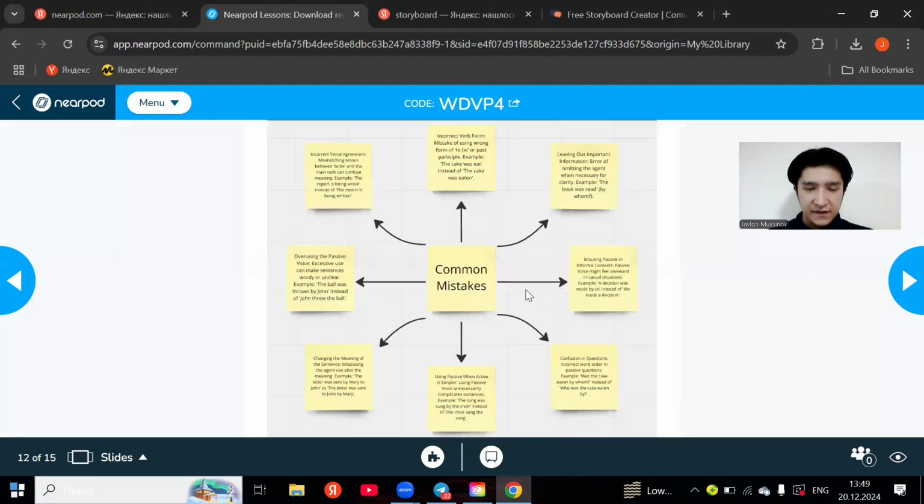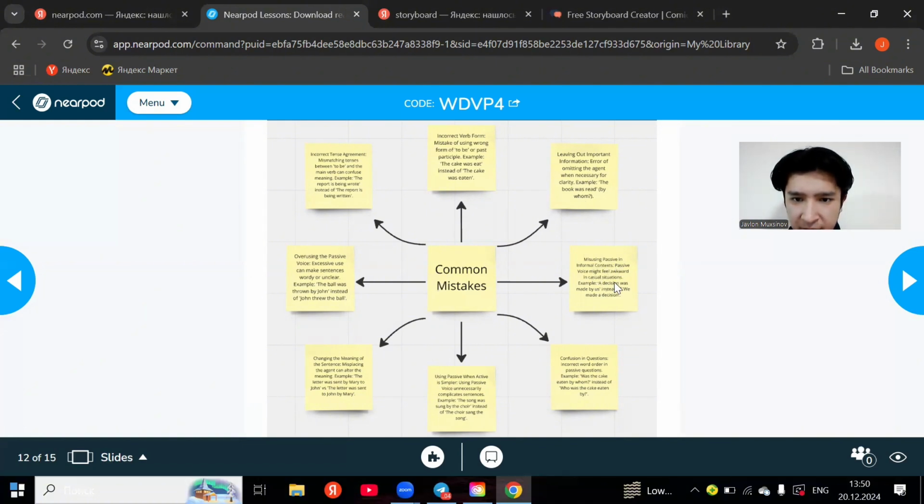So, the common mistakes in passive voice. Incorrect verb form: using the wrong form of to be or the past participle. Example: the cake was eat instead of the cake was eaten. The next mistake is leaving out important information: omitting the agent when necessary for clarity. Example: the book was read. By whom? It is dropped.